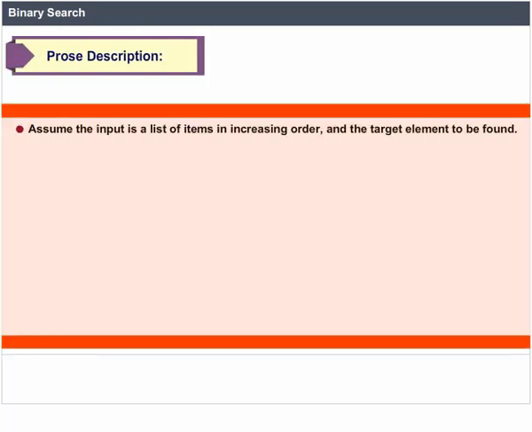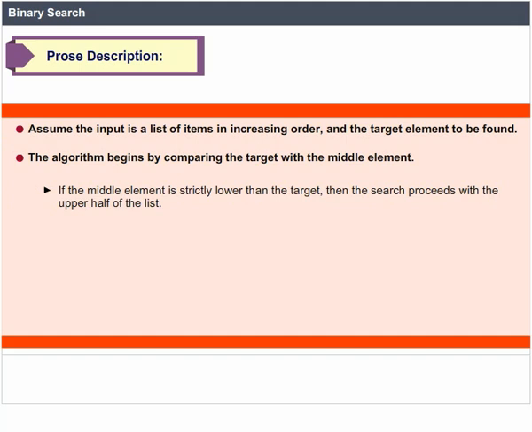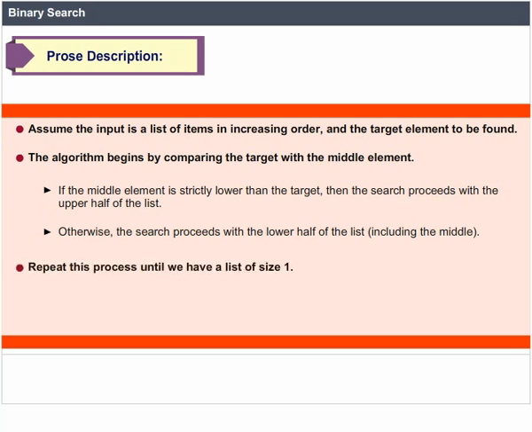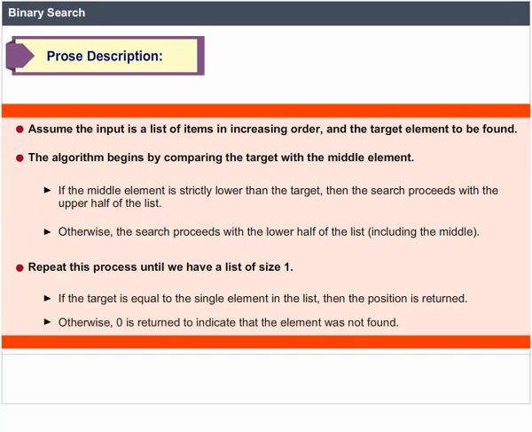Binary search. Prose description. Assume the input is a list of items in increasing order and the target element to be found. The algorithm begins by comparing the target with the middle element. If the middle element is strictly lower than the target, then the search proceeds with the upper half of the list. Otherwise, the search proceeds with the lower half of the list, including the middle. Repeat this process until we have a list of size 1. If the target is equal to the single element in the list, then the position is returned. Otherwise, 0 is returned to indicate that the element was not found.